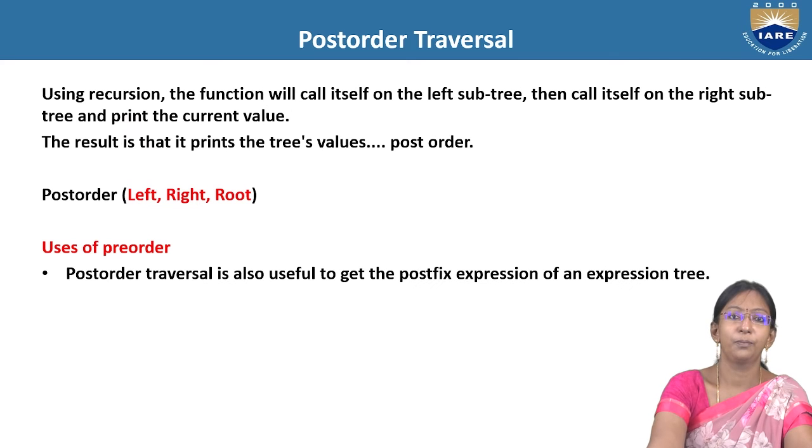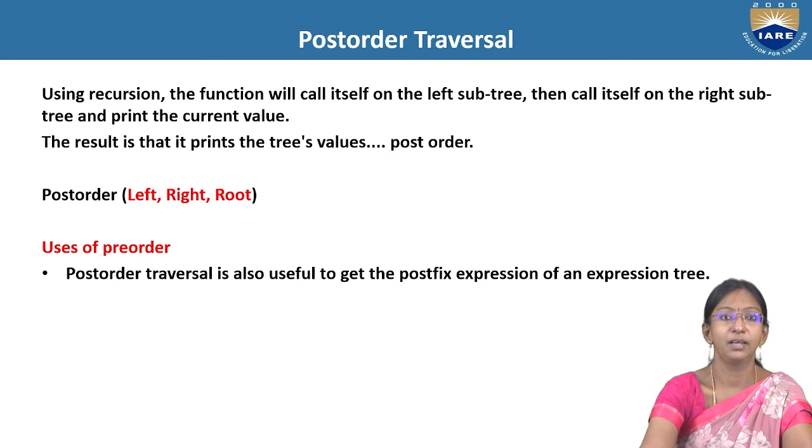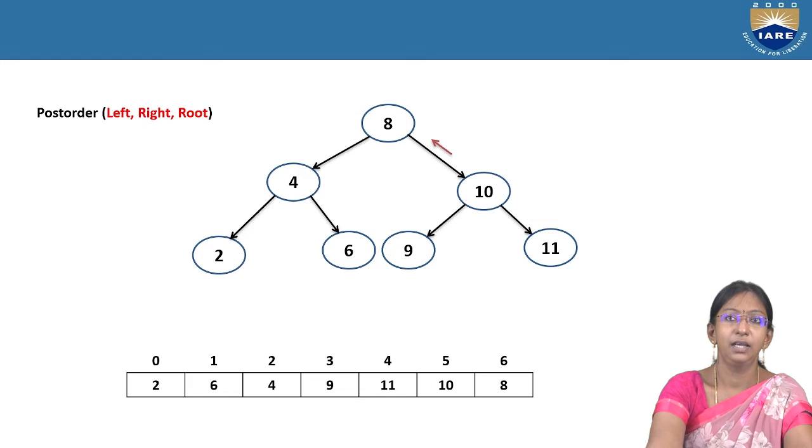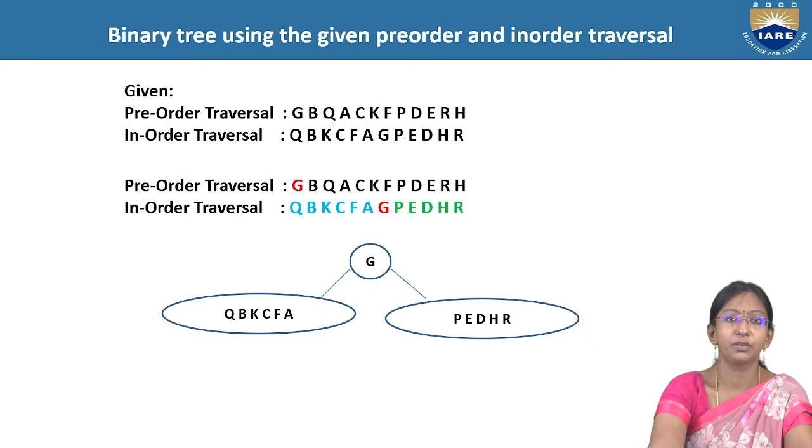Coming to the post-order, root will be sent to the last: left, right, and root. So start from the root. 4, 2, 2 will be printed first, then the right 6, then the root, which is 4. So 2, 6, 4. Now the left part is done, go to the right of 8. So 9, 11, 10, 8 is the answer. Okay, this is the post-order traversal.